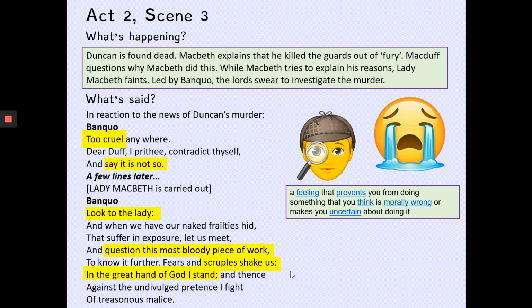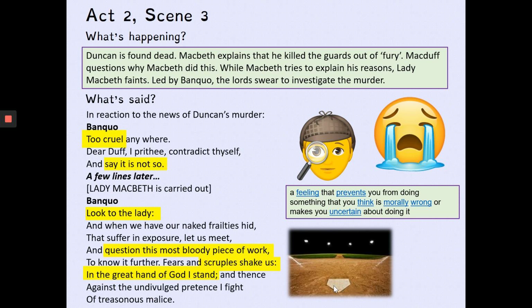"In the great hand of God I stand." Now, we could interpret that in a couple of ways. He could be talking about Duncan there. Remember, they thought at the time that kings were appointed by God. So he's saying that I will still remain loyal to Duncan or God. But he's also saying he will stand up for what is right. So when he says I stand, he's saying that I will fight back.